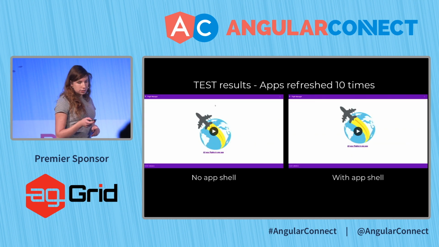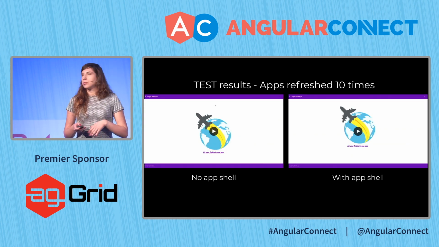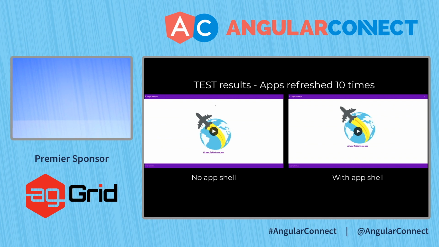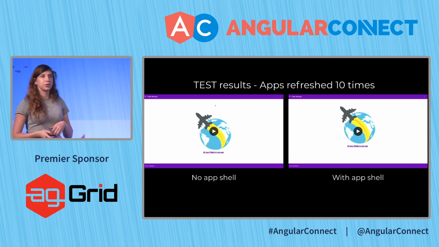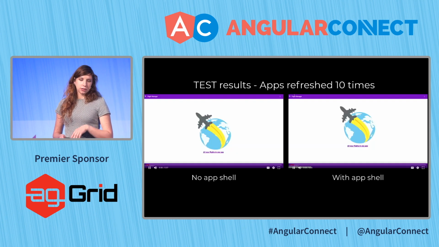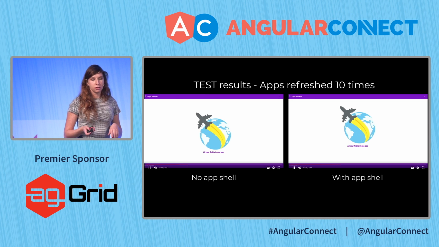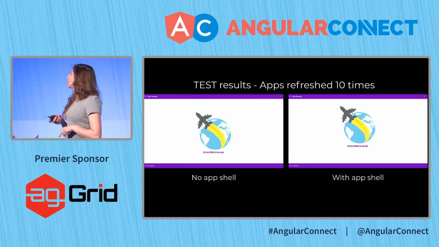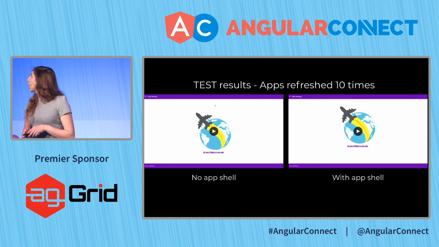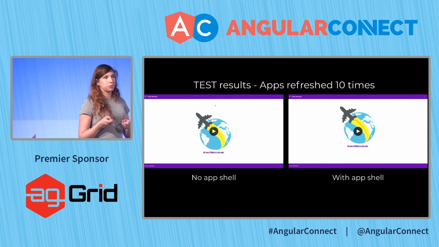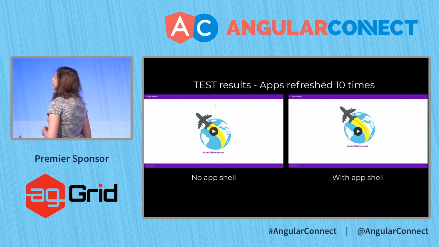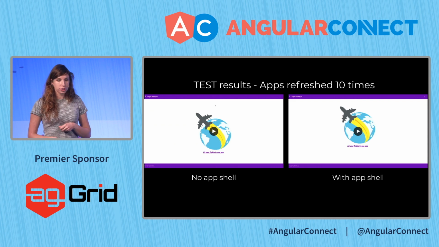And I did tests. In my tests, I created a simple Angular app. I built it and deployed it as usual. And after that, I added the app shell model to this app and deployed it on another host. And I did a test. I refreshed these apps 10 times. And here you can see the visual effect that on the right side, when you have an app with the app shell model, you can't see that you refresh it. So you get the view very quickly. This is how the app shell model works.